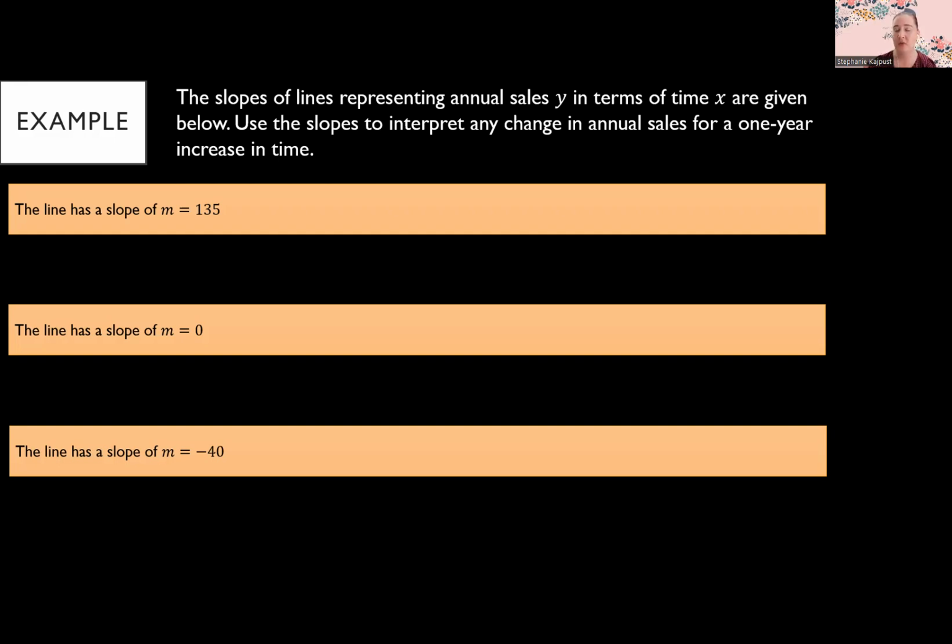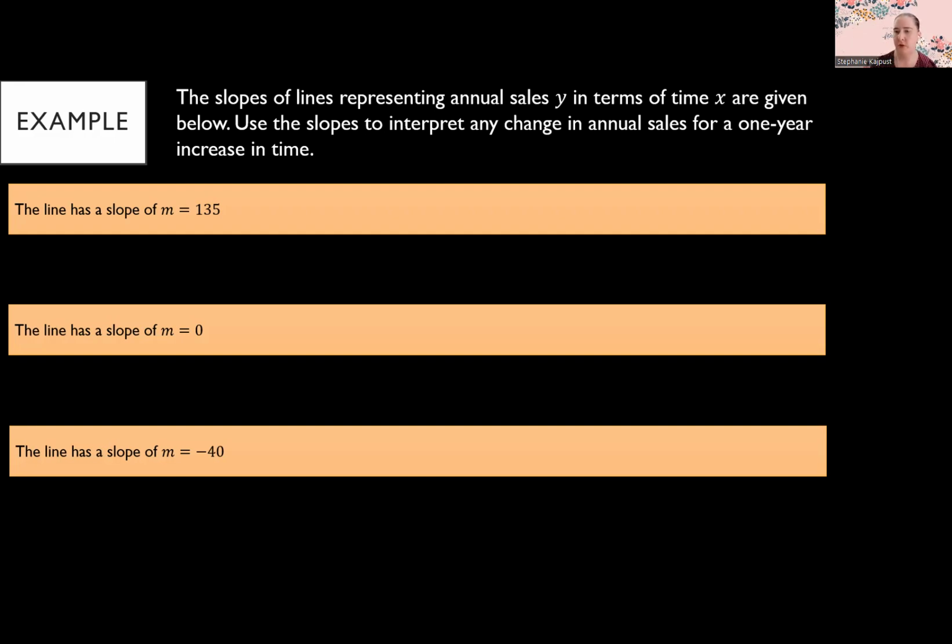The slope of lines representing annual sales Y in terms of time T are given below. That sentence is saying that we've got sales of something, and the graph basically has the vertical measuring what the actual sales are, and then the horizontal is over time. So you might have each year, and then you might have a number here. So you might be doing it by year, by day. That's what they're describing here.